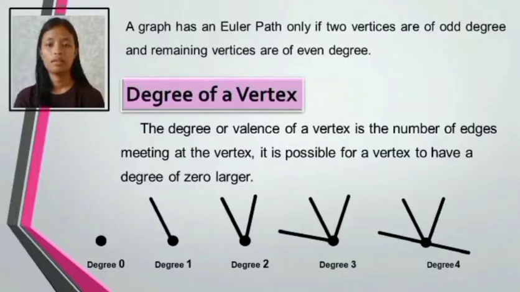Degree of a vertex. The degree or valence of a vertex is the number of edges meeting at the vertex. It is possible for a vertex to have a degree of 0 or larger. We have degree of 0, degree of 1, degree of 2, degree of 3, degree of 4.